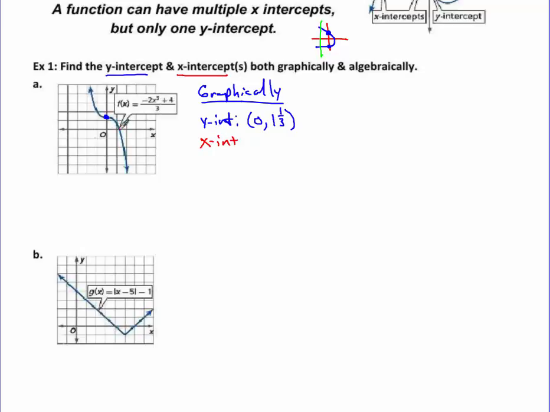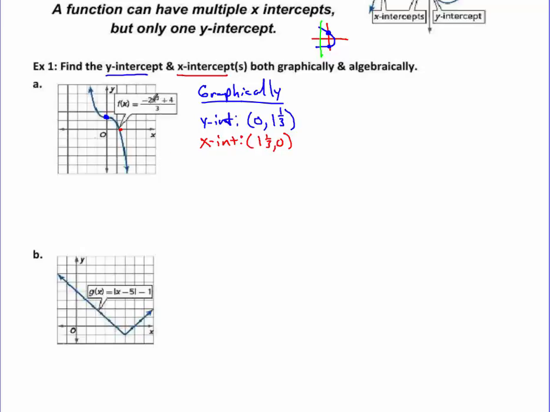And then I'm going to look at the x-intercept, about where I think it is, right there. And that also looks like it's about 1 1/3 past that first one. So again, graphically, we're not going to get exactly right. We're just looking. So I'm going to say 1 1/3, 0. Now, algebraically, we're going to be able to figure out exactly what these are.